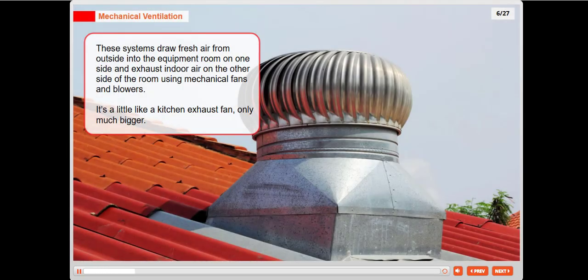These systems draw fresh air from outside into the equipment room on one side and exhaust indoor air on the other side of the room using mechanical fans and blowers. It's a little like a kitchen exhaust fan, only much bigger.